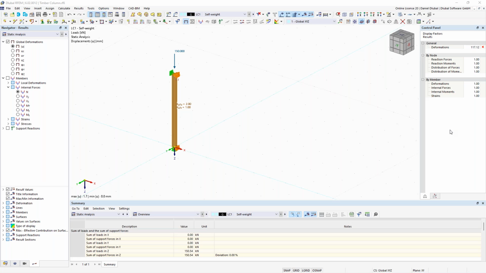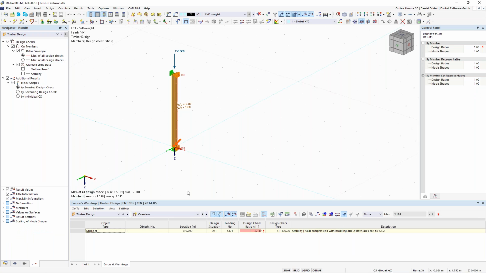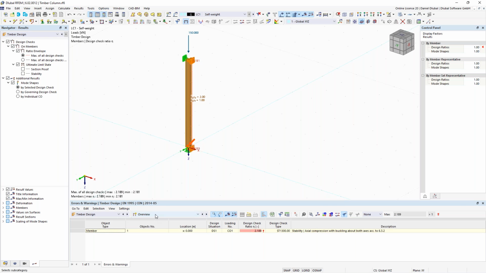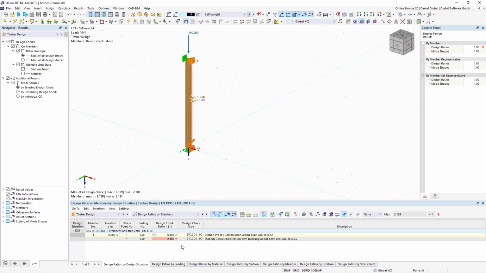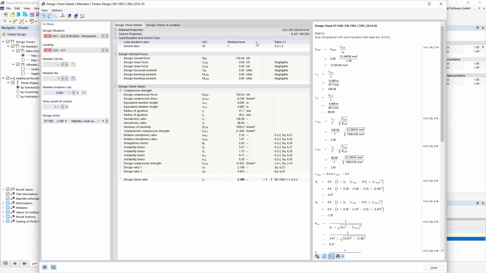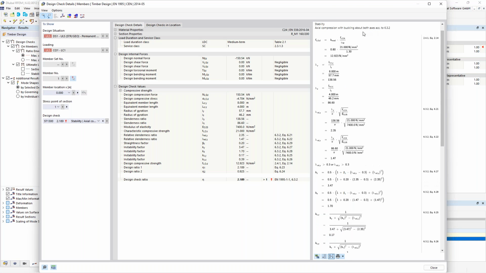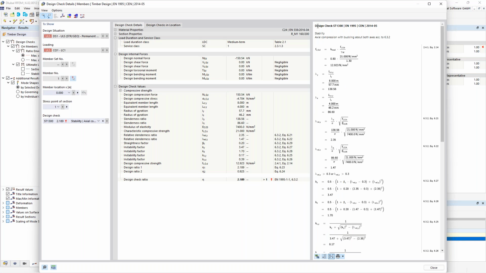Okay, so now let's go to the results of the timber design. As we can see here in the overview, we have this design check type stability, and the design check ratio is more than 1. So the design is not fulfilled. I can also go deeper into the whole design check, double clicking on one of these designs and see here the whole calculation of this specific design check.